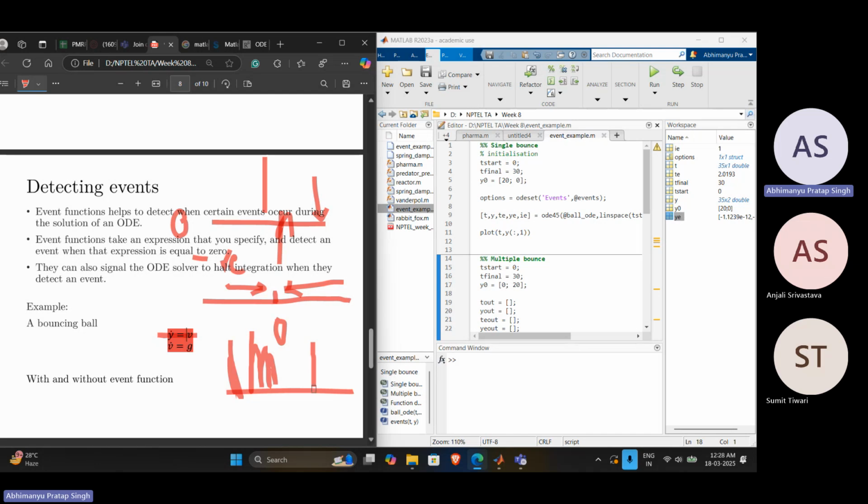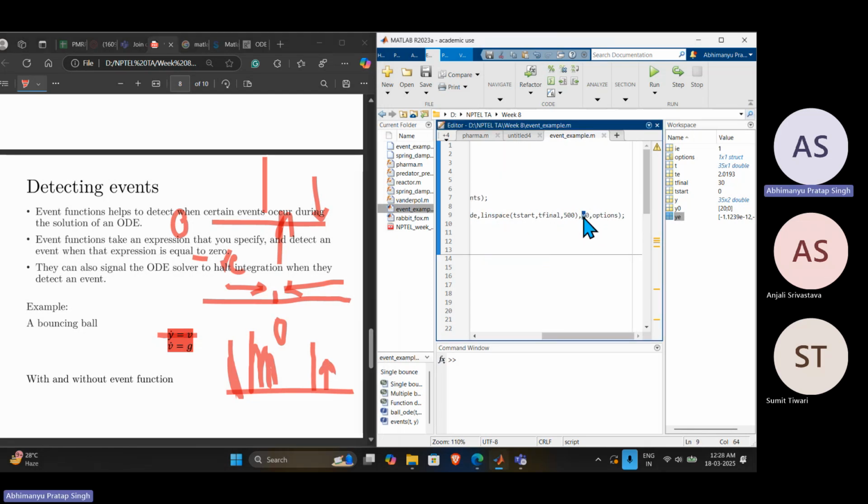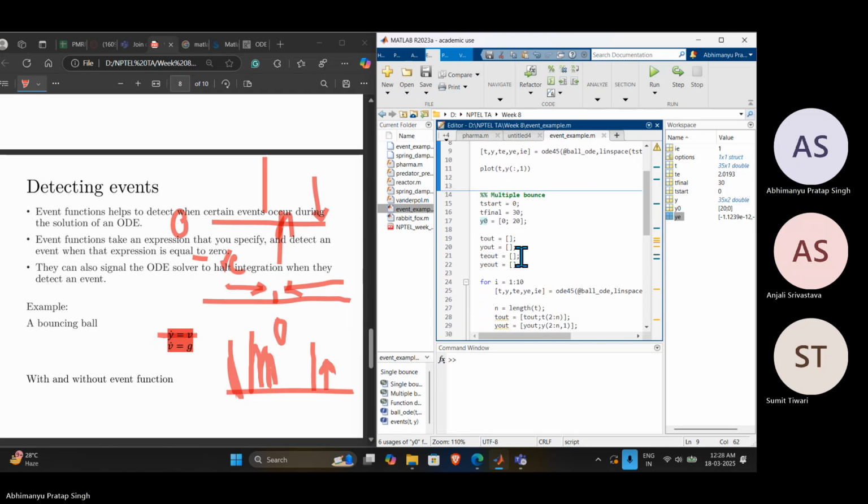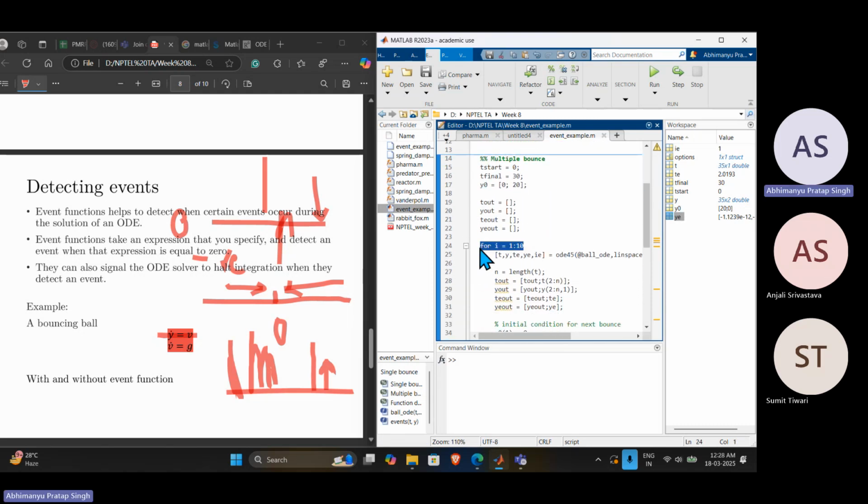Like this is my first drop. Now, once it has touched the ground, my initial condition would be y1 would be zero, and y2 would be the velocity in this direction, right? A positive velocity. So I need to change my initial conditions after every instance of the ball touching the ground. So how do I do that? Suppose I want this to happen for 10 drops. Like I want to calculate 10 bounces.